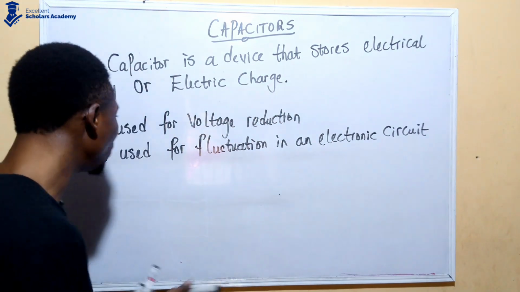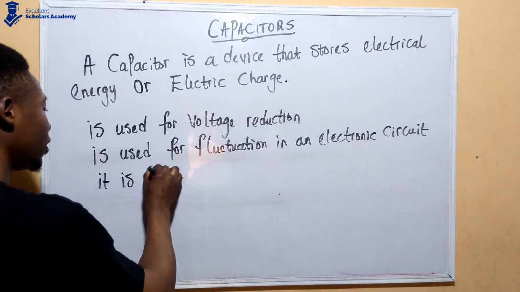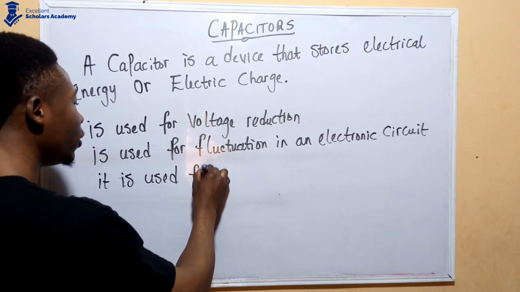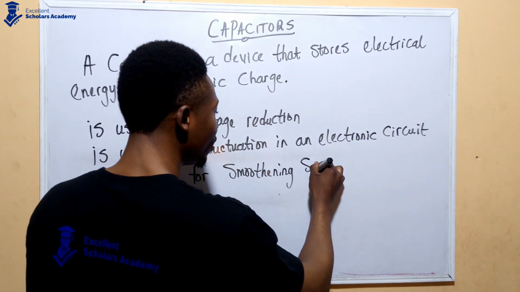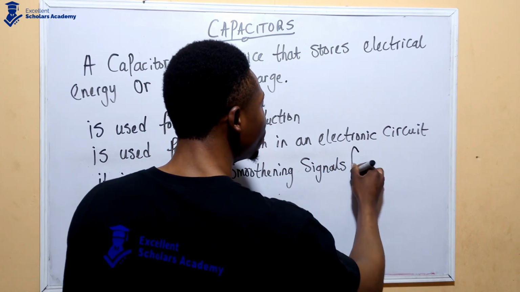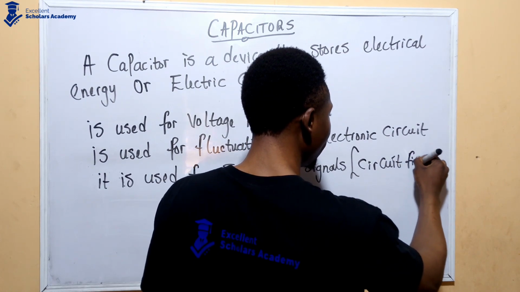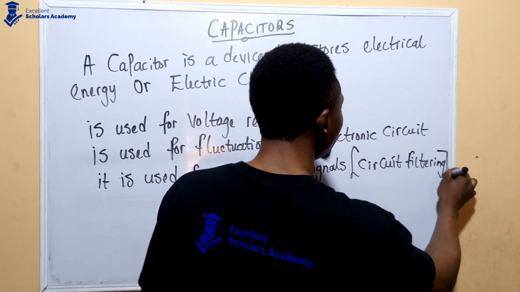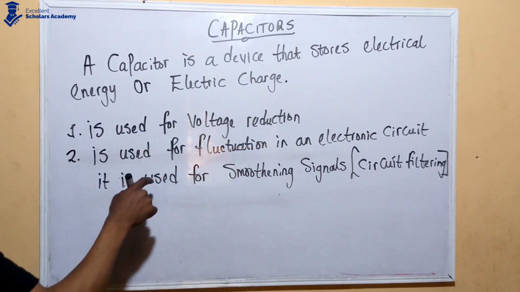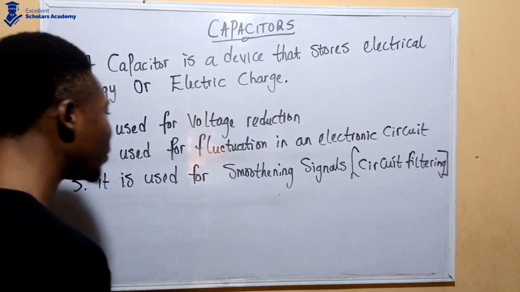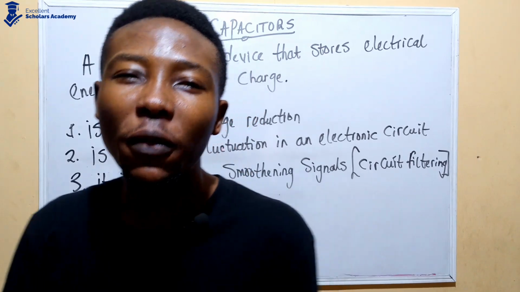Another one I would like you to know is that it is used for smoothing signals, which some persons also refer to as circuit filtering. So a capacitor can be used for voltage reduction, for fluctuation in an electronic circuit, and also for smoothing signals, which can also be referred to as circuit filtering.